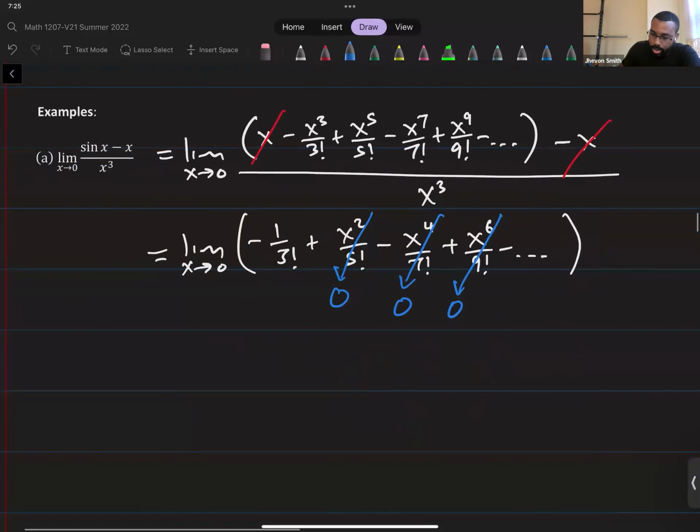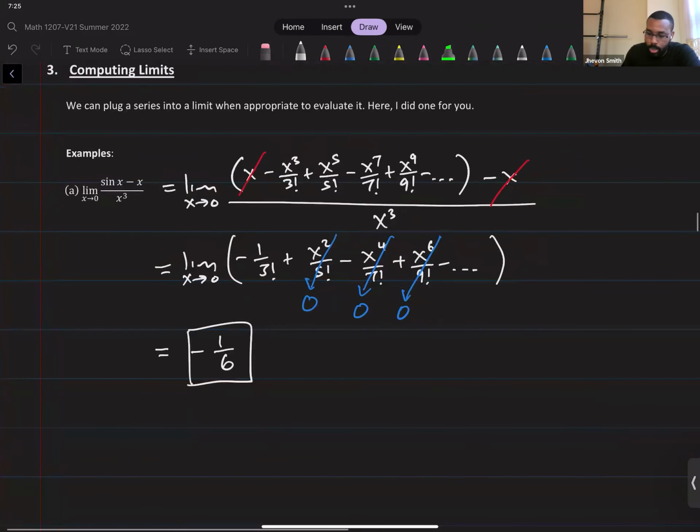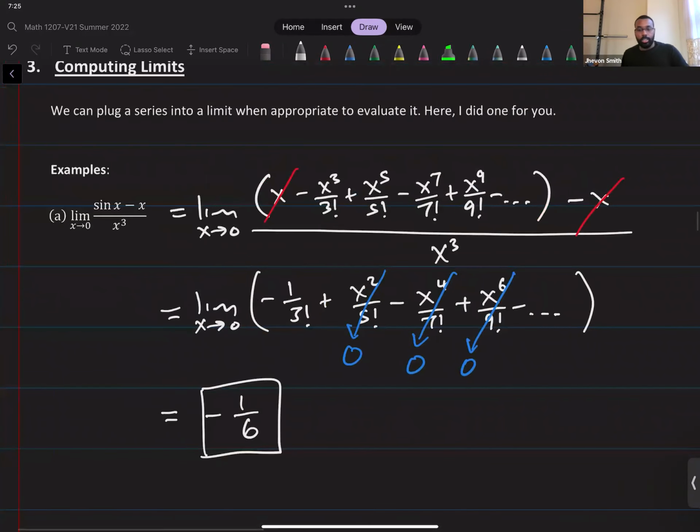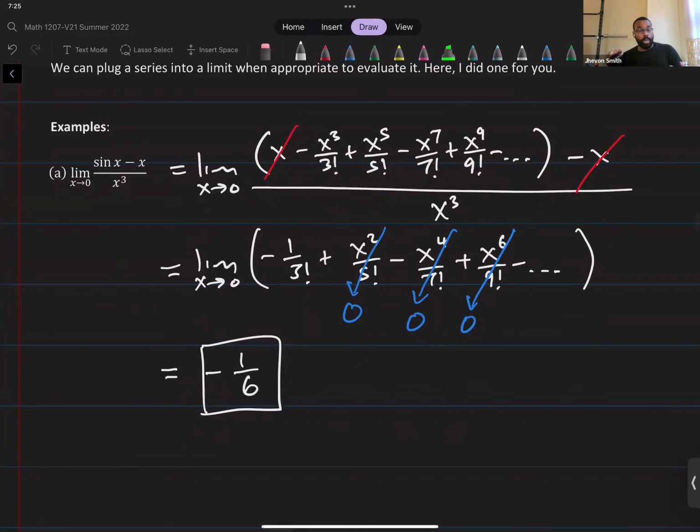And what are you left with? Minus 1 over 3 factorial, which we know is 1/6. The answer is actually minus 1/6. Now you can actually apply calculus and use L'Hopital's rule 3 times in a row, and you would eventually get to minus 1/6. It wouldn't take you much longer than this, but I don't want to give you a super crazy example that's going to take forever for you to verify.